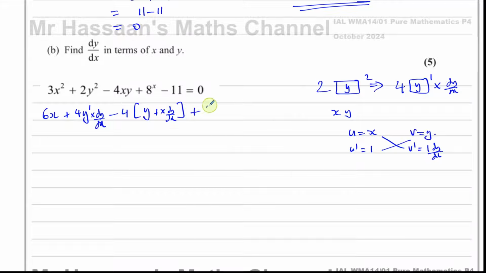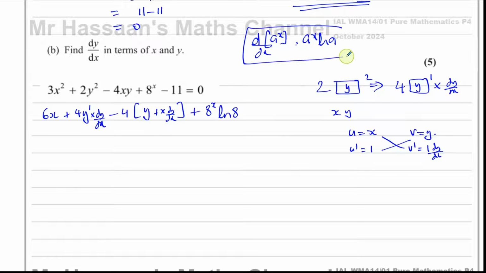Now when you differentiate 8 to the power of x, you get 8 to the power of x times ln 8. The differential of 8 to the power of x with respect to x is 8 to the power of x times ln 8. That's one of the standard results that we should know.